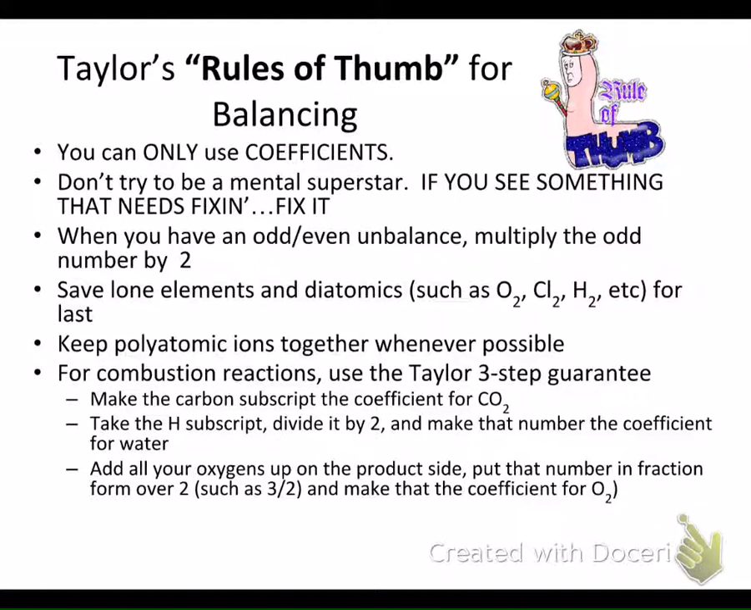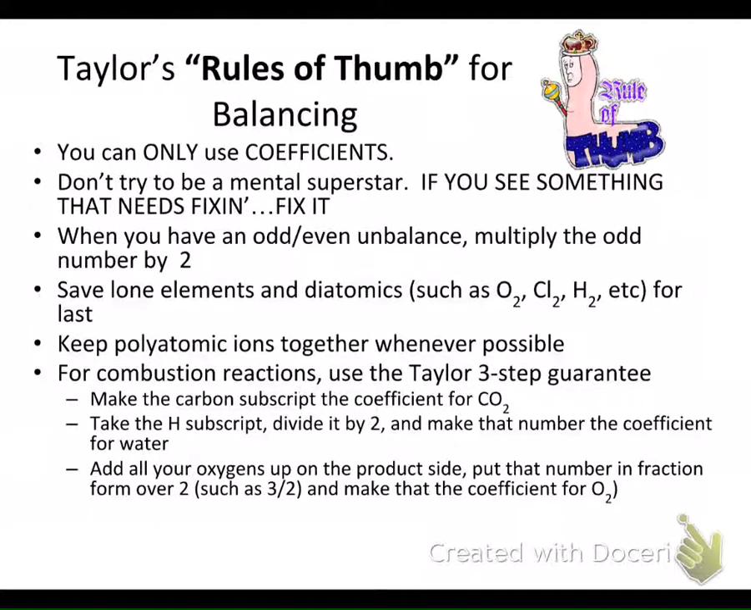One thing that I noticed was that when I have an odd-even imbalance, for example, if I have one oxygen on the left and two oxygens on the right, I have learned over time that if I multiply the odd numbered thing by 2 to make it even, it usually makes it very easy to balance. That goes with 2-3 imbalances, 2-5 imbalances. Whenever you have the odd number, put a 2 in front of that, and that will usually get you going to balancing it. It doesn't mean that's the only thing you do, but that's a good start.